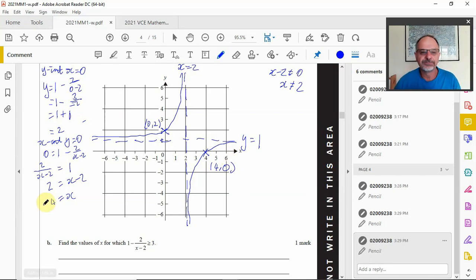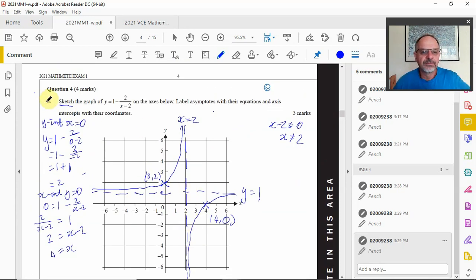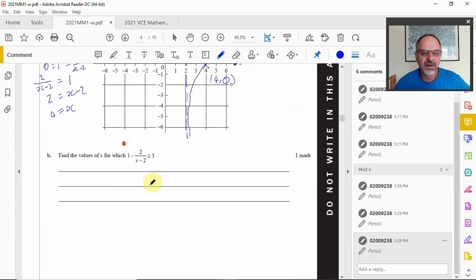So there's our graph. It's all good. And now we want to find the values of x for which (1 minus x) over (x take 2) is greater than or equal to 3. All right. So this graph that we've just sketched is the (1 minus x) over (x take 2). And so this y that they're talking about is greater than or equal to 3 for the y.